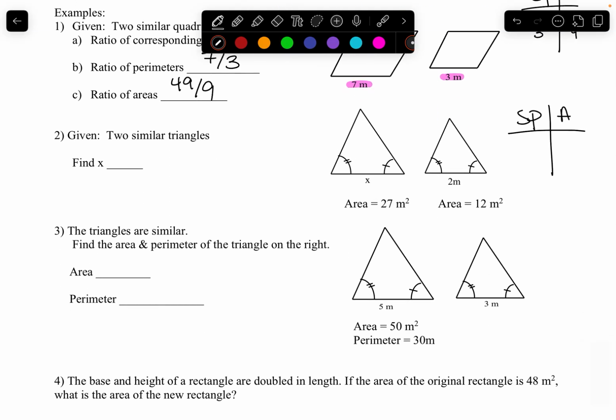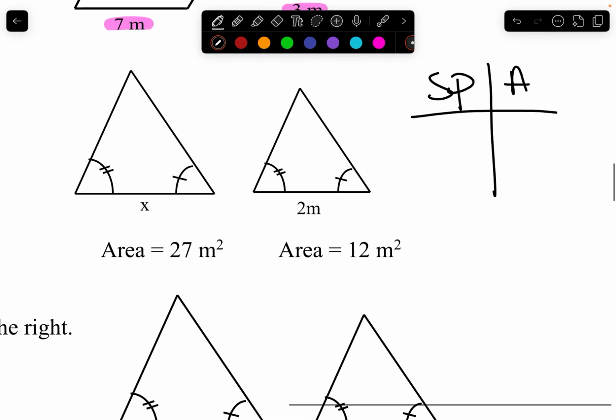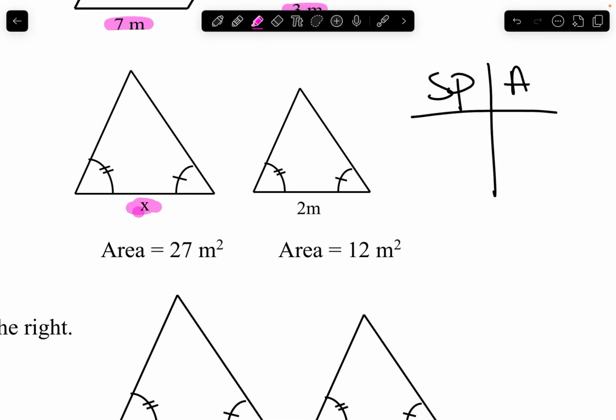So number 2, it says we have 2 similar triangles, so we're going to set up our SPA chart, and then we're supposed to find x. So if you look here, x is actually the side length. I don't know what that is. I'm looking for the side length, but what I was given was the area of both of my shapes. I was given area and area.